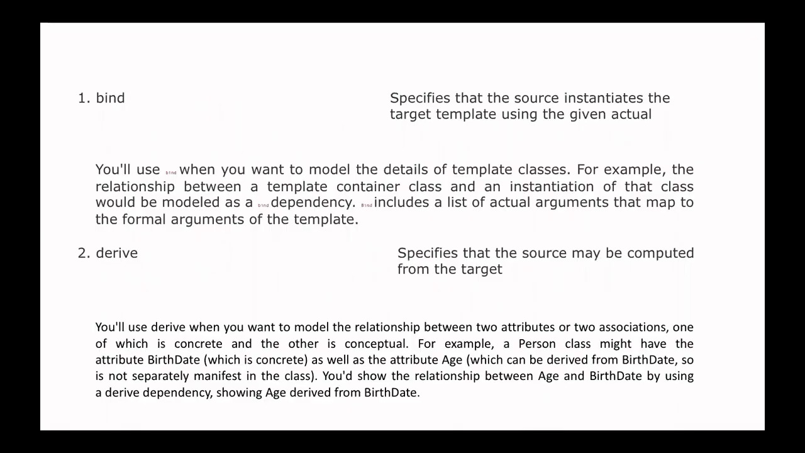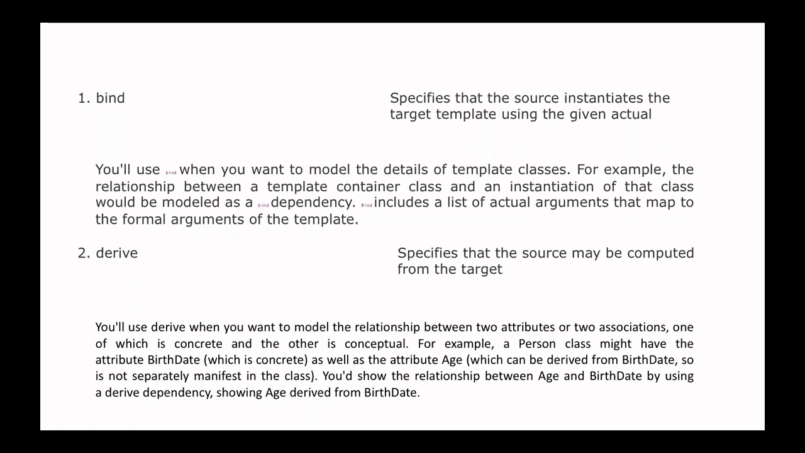First is the dependency bind. It specifies that the source instantiates the target template using the given actual arguments. You will use bind when you want to model the details of template classes. For example, the relationship between a template container class and an instantiation of that class would be modeled as a bind dependency. Bind includes a list of actual arguments that map to the formal arguments of the template.